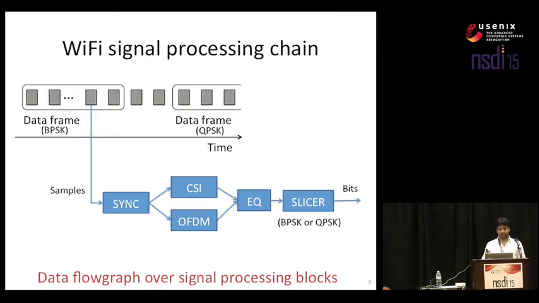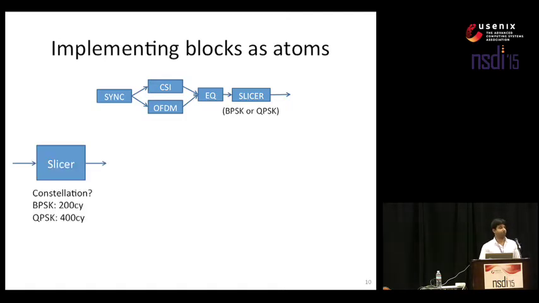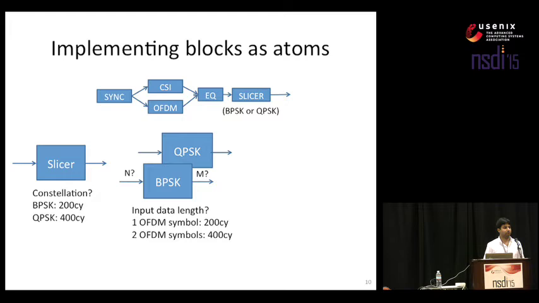So let's start by looking at how you can implement the signal processing blocks as atoms. Let's fall back to our chain, and let me start with the example of the slicer block. The slicer block takes in constellation points and spits out sliced bits. As we just saw, the slicer block can operate in two modes, a BPSK mode and a QPSK mode. Obviously the running time depends on which mode it is processing, and to remove this variability, we're going to split it out into two different blocks, one for each mode of processing.